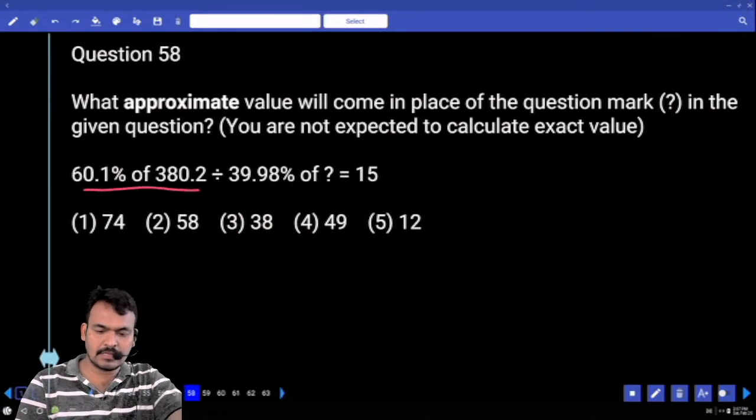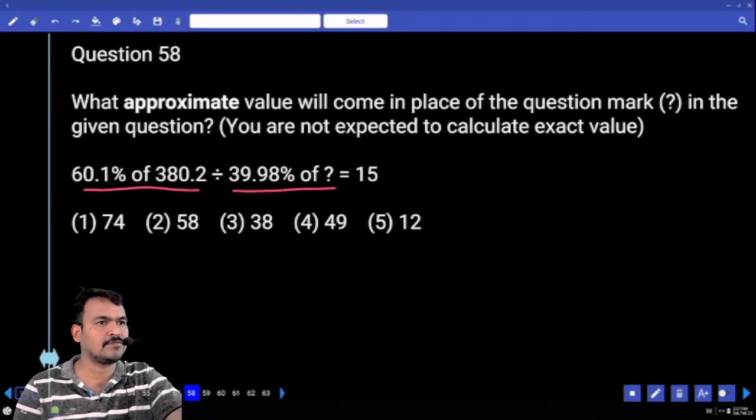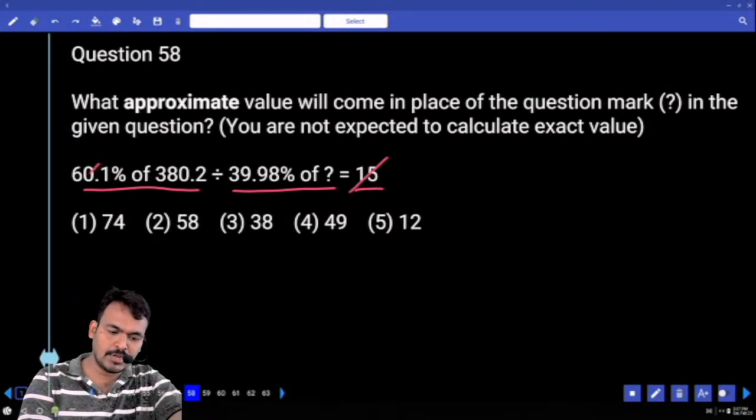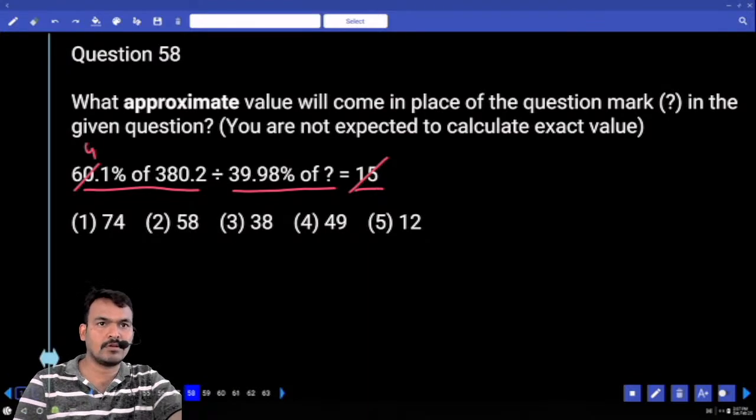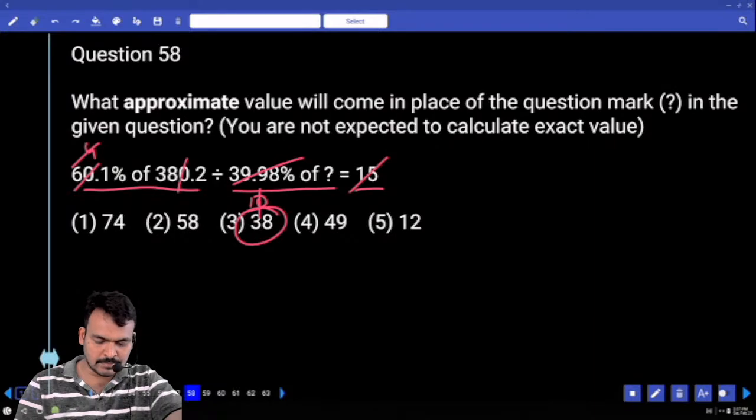Next question number 58. 60% of 380 divided by 40% of something. It is equal to which one? 15. 15 almost how many times? 60. 4 times. 4 how many times? 40. 10 times. 0 0 cancel. What is the remaining? 38.